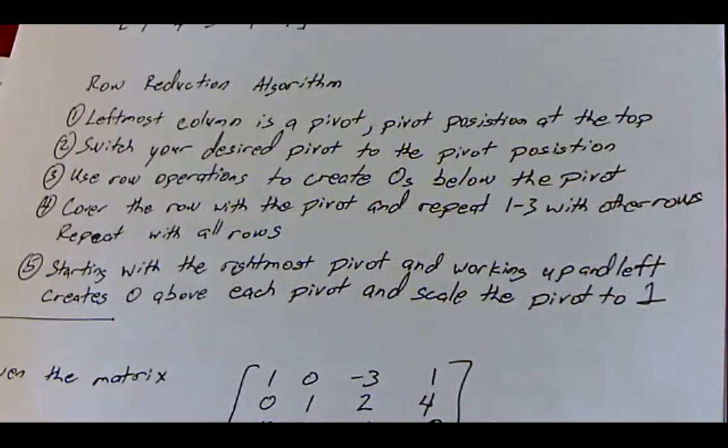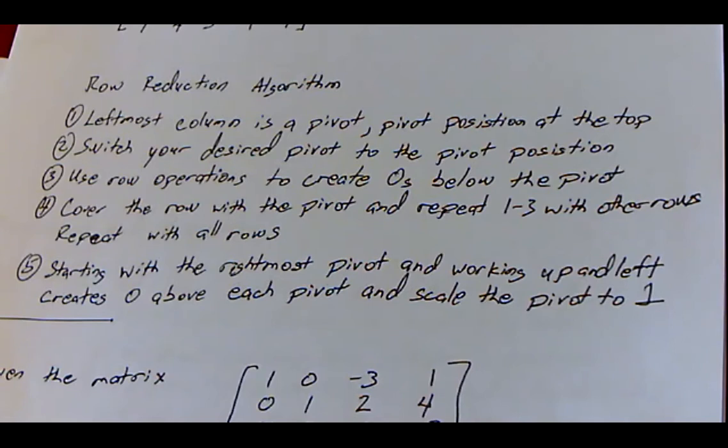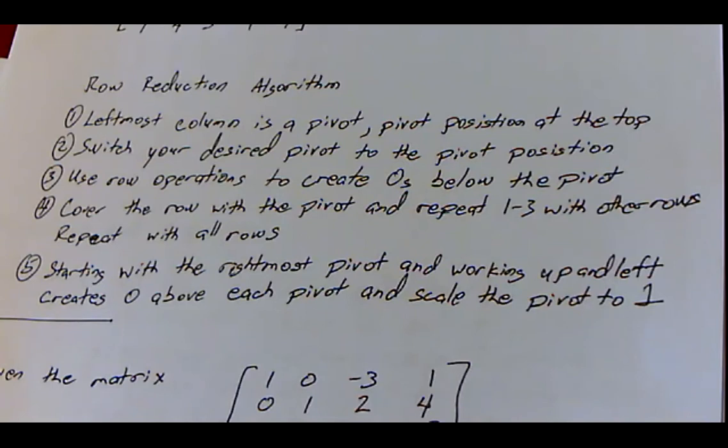First step, you always make the leftmost column a pivot with the pivot position at the top. So you take the top left and make it a pivot. That just gives us a starting place. You switch your desired pivot to the pivot position, so you look in the leftmost column and think, what's the best way I can get a 1 up to that top left spot? Then you use row operations to make zeros below it.